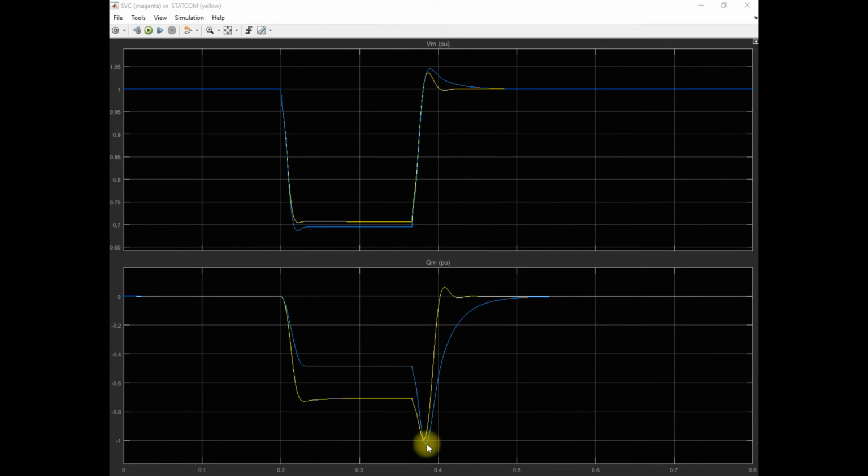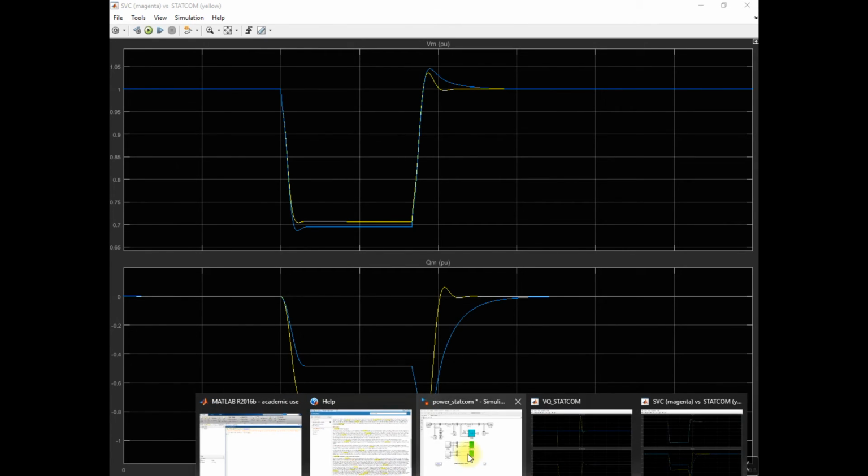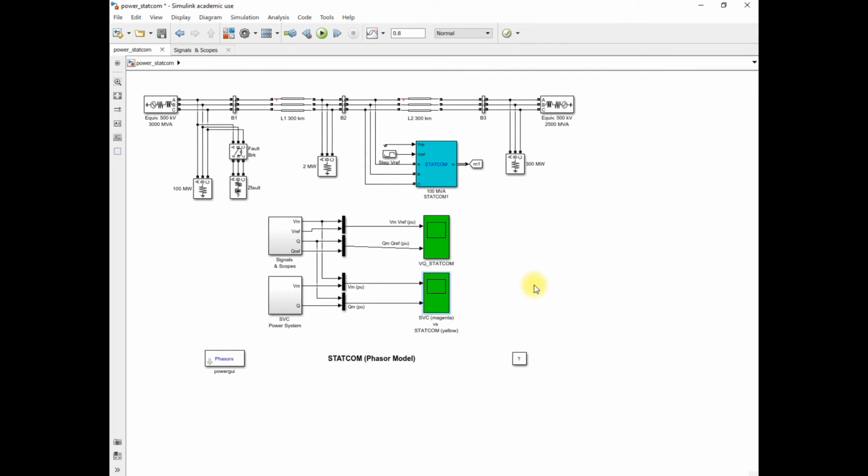You can see that the SVC response during the regain of normal condition also provides a very slow response and maintains the 1 per unit voltage after taking some time. So you can see the difference between the voltage regulation provided by the STATCOM and SVC. So this is the comparison of STATCOM and SVC during the fault condition. Now you can write this point also in the comparison of SVC and STATCOM.